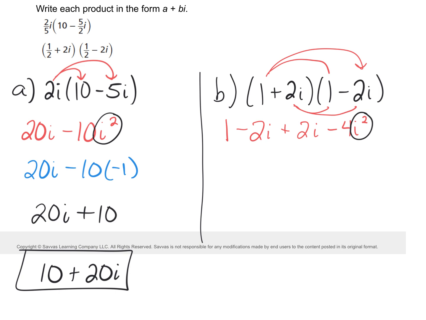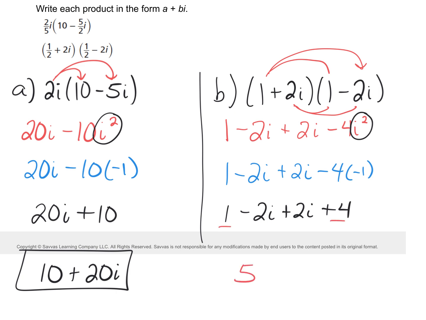What do I want you to realize right away? i squared. What does i squared equal? Negative 1. So we're going to plug in negative 1 for i squared. What is negative 4 times negative 1? Positive 4. What do we do when we get to this point? Combine like terms. What is 1 plus 4? 5. Negative 2i plus 2i cancel each other out, so we're just left with 5. They will not always cancel.